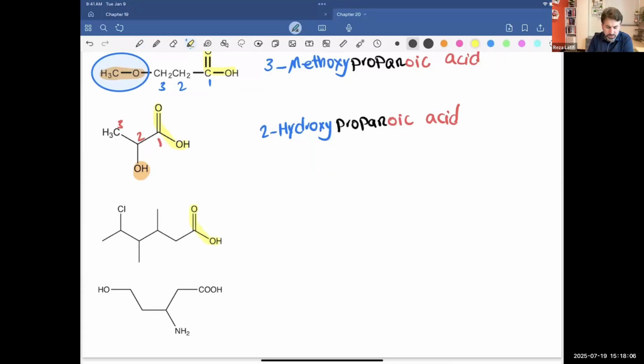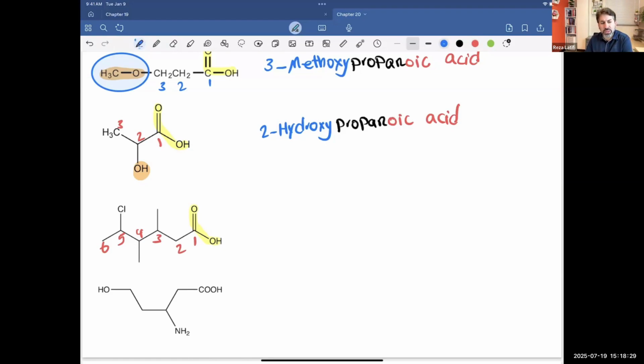Next one, that's the carboxylic group. You start labeling from there. You say 1, 2, 3, 4, 5, 6. So we have 6 carbons. So that's technically going to be hexane, and it has a carboxylic acid, so it will be hexanoic acid. And there are some substituents. We have chloro and methyl.